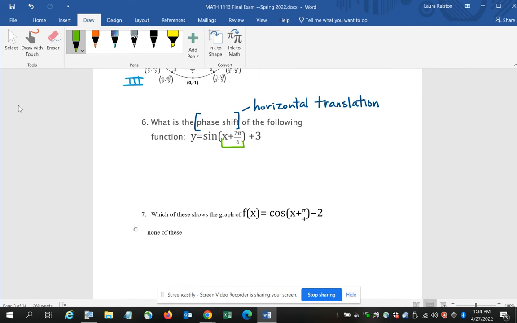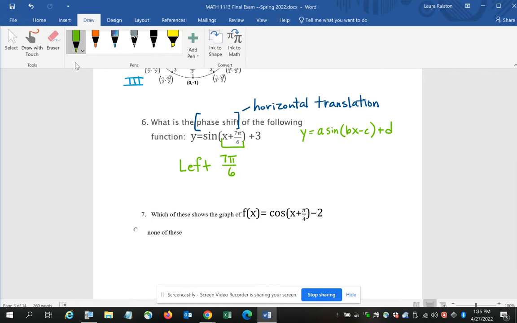It's usually in the form y equals a sine (bx minus c) plus d. So you have to do the opposite of this sign. Since it's plus and we would normally go right, we're going to do the opposite and go left 7 pi over 6. My phase shift is left 7 pi over 6.